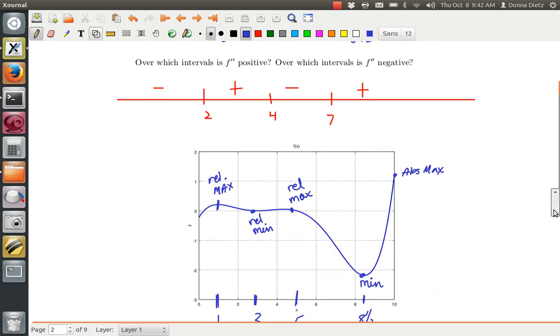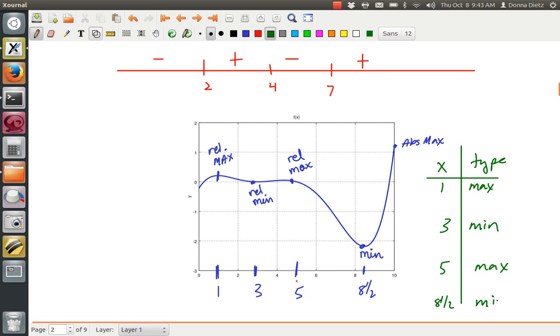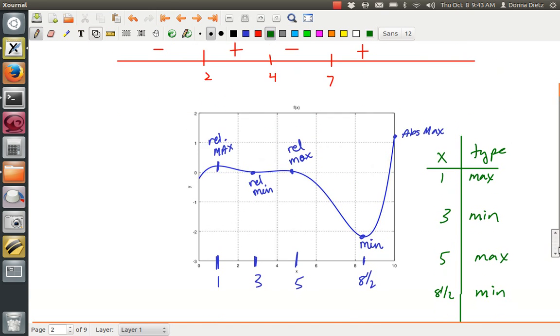And if you prefer, remember in the answer key I had said x and then type. I had said what's going on at each x value. So I'm going to say at x equals 1 we have a max, and at x equals 3 we have a min, and x equals 5 we have a max, and x equals 8.5 we have a min, and I guess at x equals 10 we should be saying we have a max. That's an absolute max.